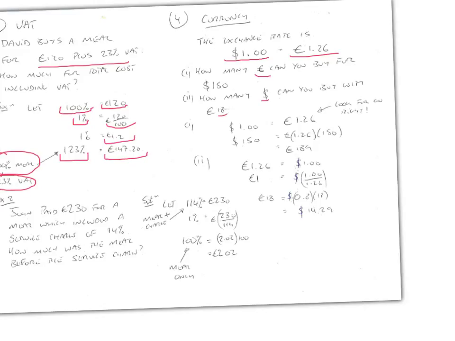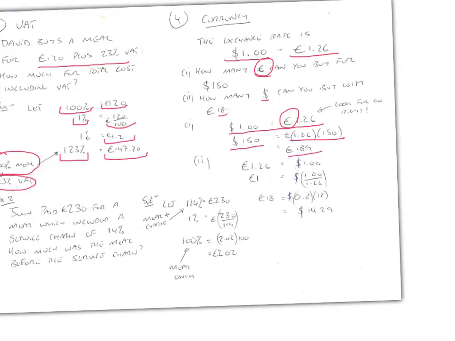Okay, write what we know, what we're looking for on the right. In the first part, we're looking for how many euros. So we write $1 equals €1.26. We're looking for euros, keep them to the right. Therefore, $150 must buy us €1.26 times 150, which is €189.